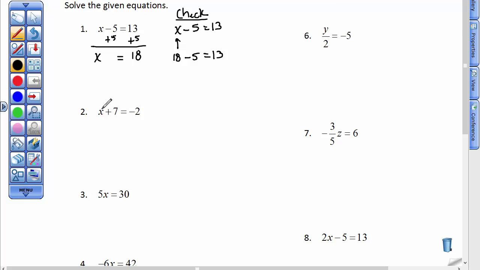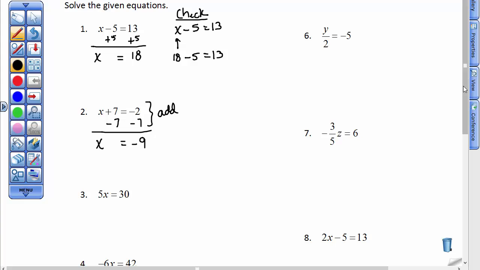So right here in question number 2, I've got 2 terms on the left-hand side, but here I have a +7. So to get rid of that +7 and get x by itself, I have to take away 7 from both sides, or add a -7 to both sides. Here I have just the x left, the 7's are gone, and I am just adding a -2 and a -7, and I'll get a -9.